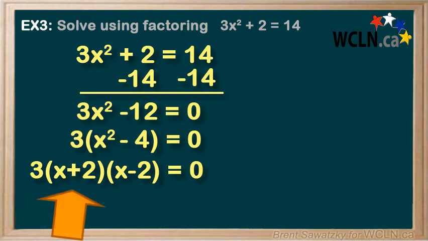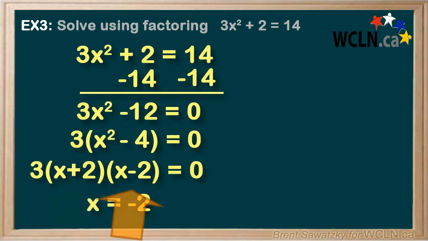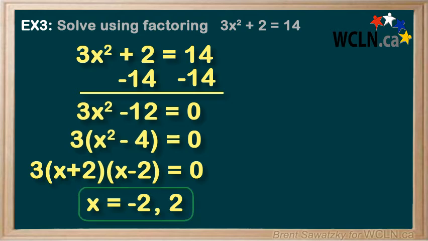Second factor, what can make x plus 2 equal 0? Well, if x equals negative 2, then x plus 2 is 0. So we have our first solution, x equals negative 2. We look at the third factor. What can make x minus 2 equal 0? Well, if x equals positive 2, then it's 0. And we have our second solution, x equals positive 2. And that's all our factors. So we have two solutions, negative 2 or positive 2.